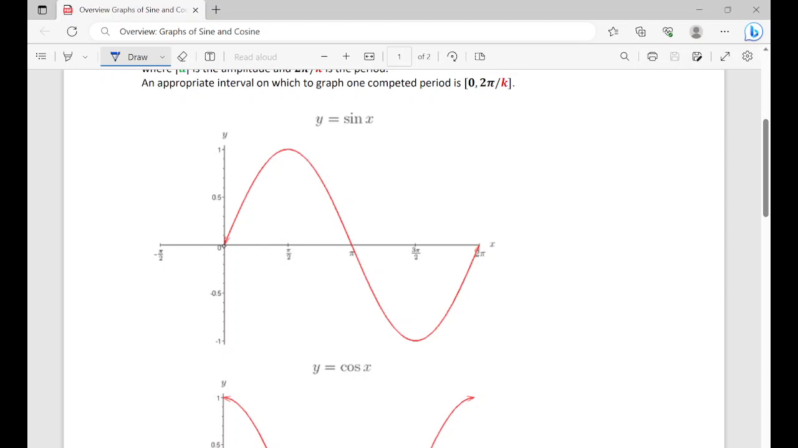Sine typically starts at 0, goes up to 1, goes down and crosses the x-axis at pi, then goes down to -1, and then back up and crosses at 2 pi, where it will repeat the process over and over again. So that's why we can usually stop at 1 period. Now this is the normal graph of sine, and this has an amplitude of 1 because it goes up to 1 and down to -1.